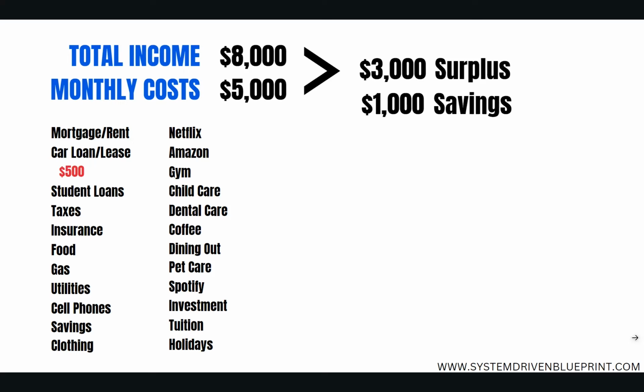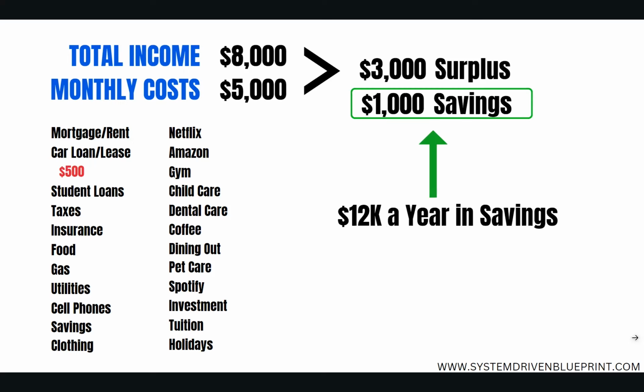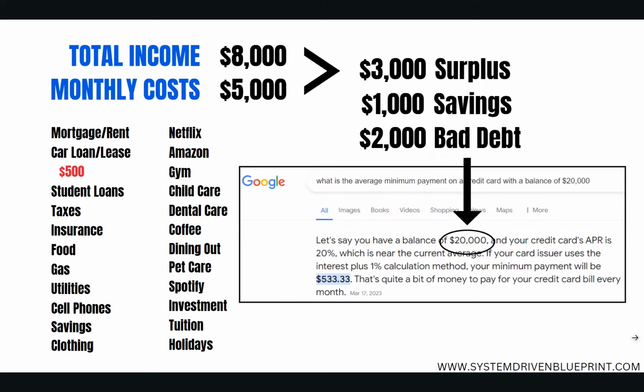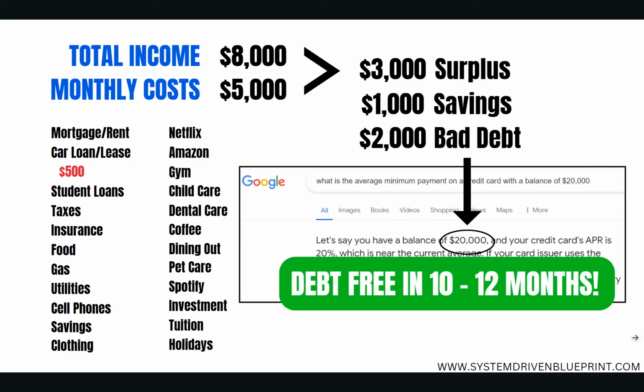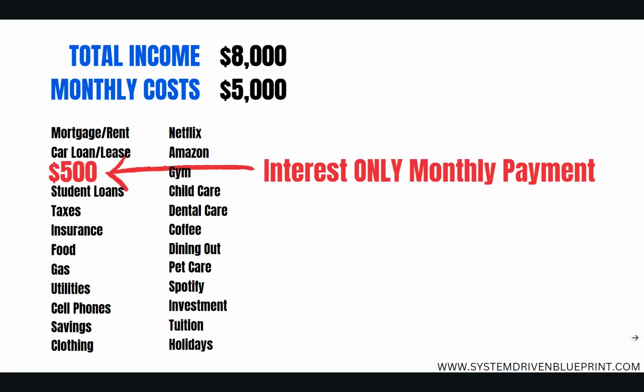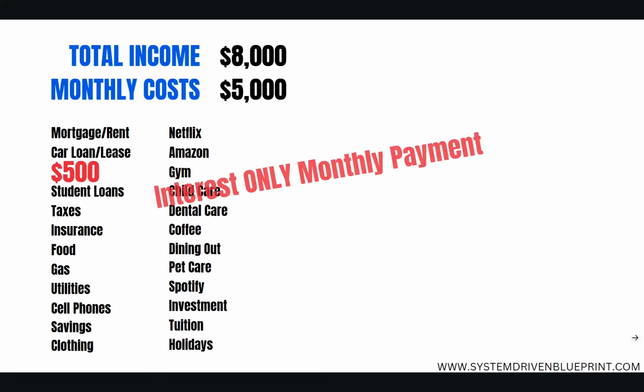Let's just say we save $1,000 a month. That's $12,000 a year in savings. So right off the bat, you're off to a really good start. Now we take $2,000 and we focus on that bad debt. We get serious. We pay $2,000 every single month on that $20,000 credit card balance, and boom, you're debt-free in 10 to 12 months. Now you take that interest-only monthly payment and you get rid of it.